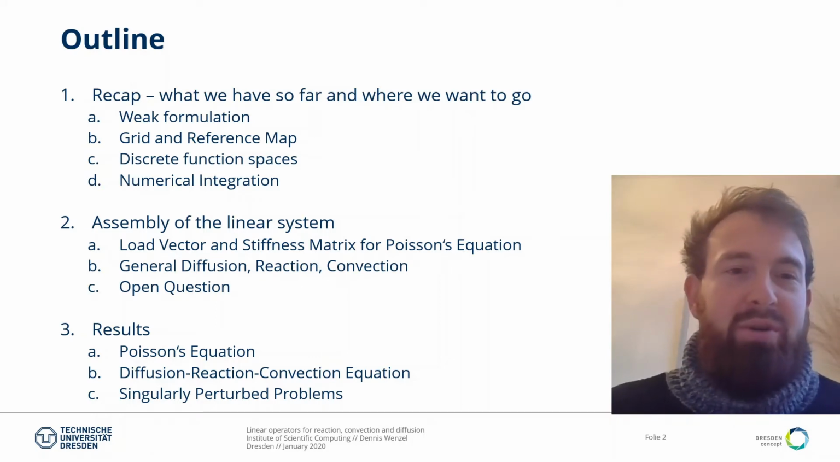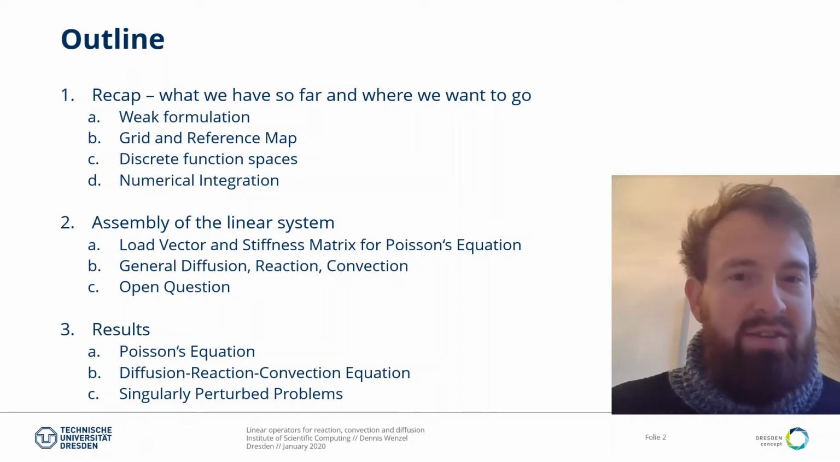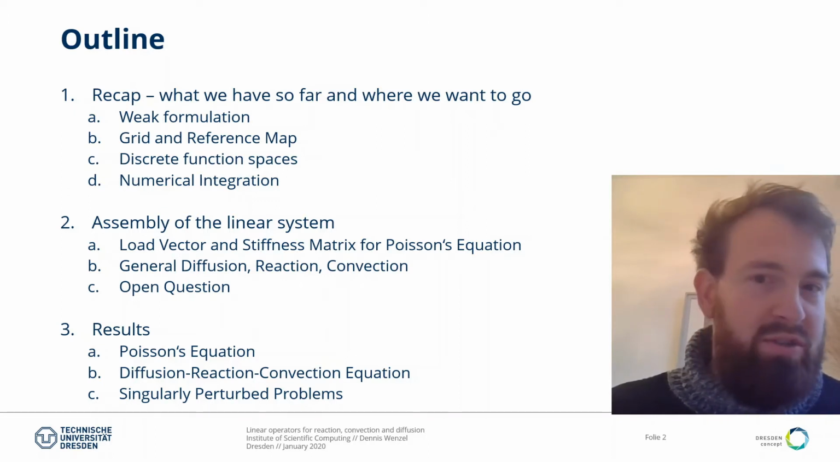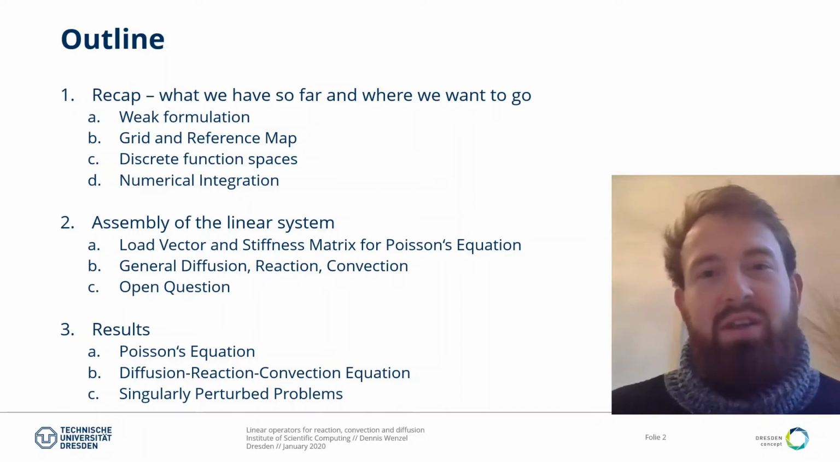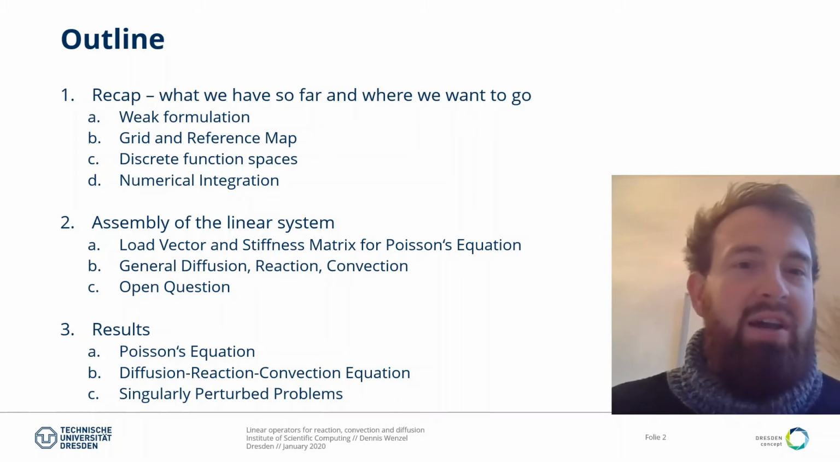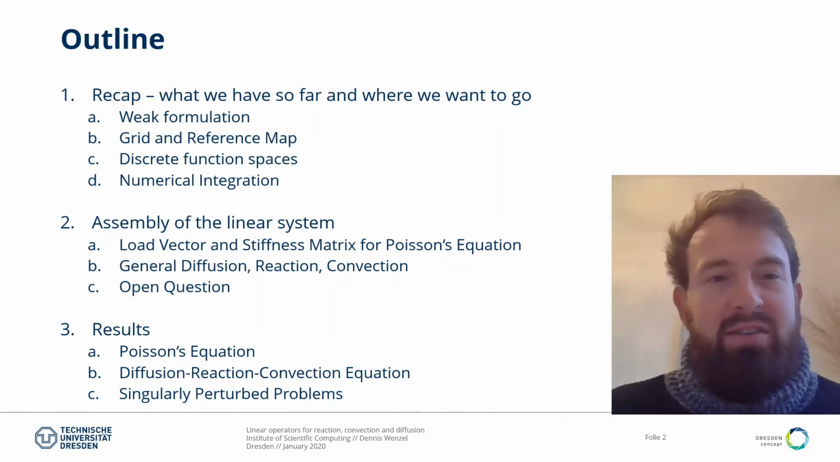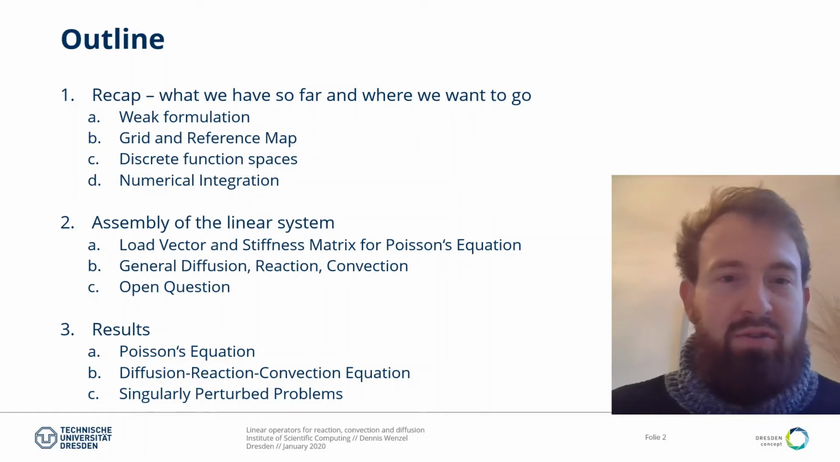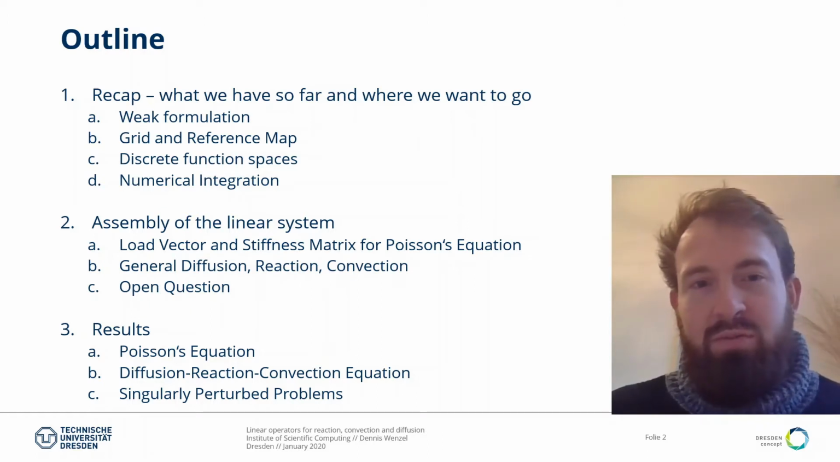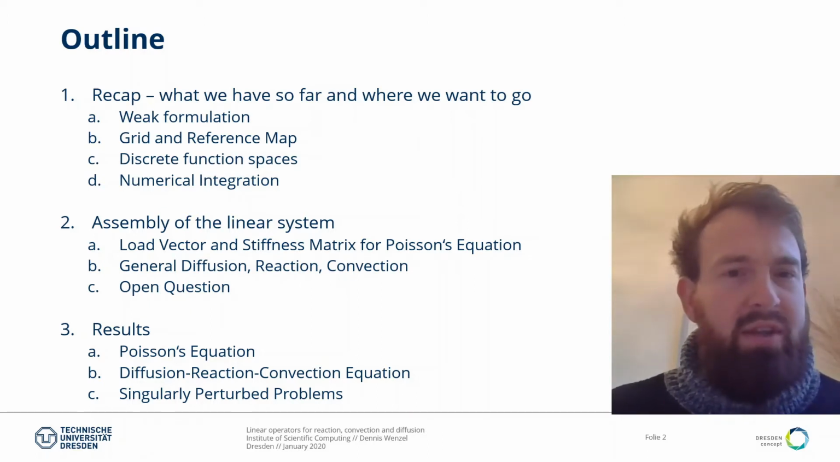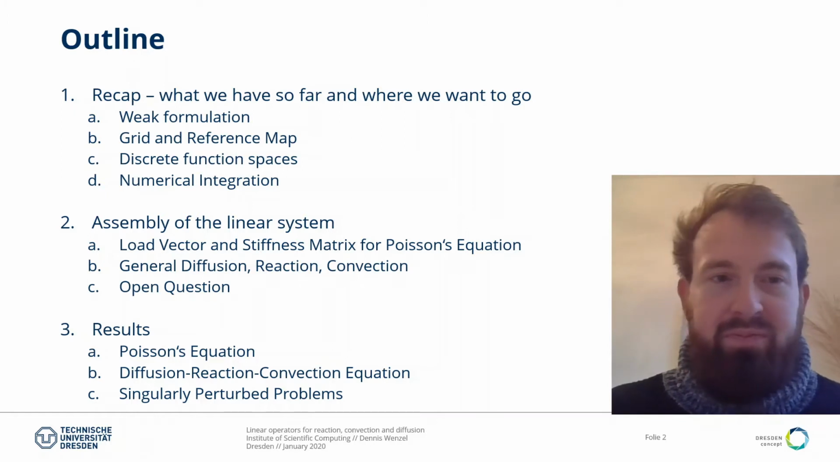And then after doing this recap, we are talking about the assembly of the actual linear system. So we are putting together the load vector and the stiffness matrix, firstly for Poisson's equation, so the equation that we have discussed the whole semester. And then we will generalize this to more abstract diffusion, reaction, and convection terms. We'll also motivate what they mean and why they are important.